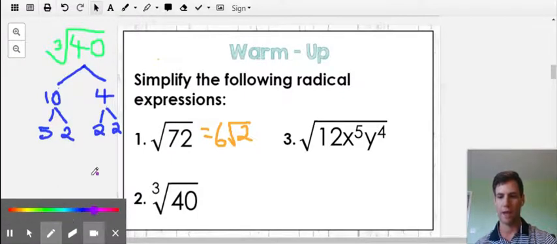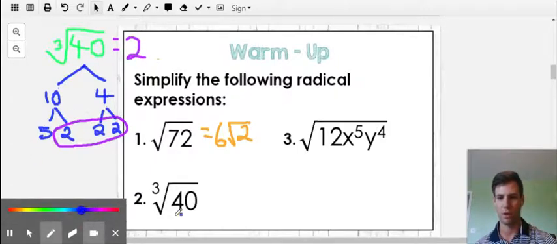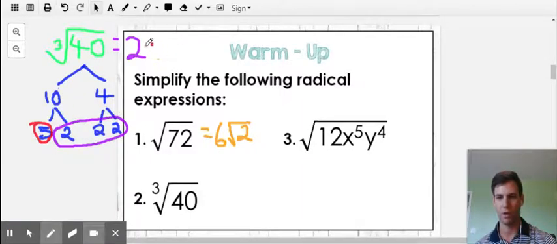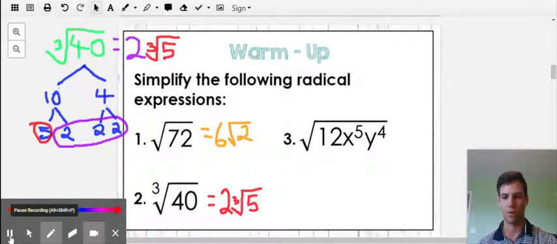And that means that I have a triplet of 2s, which is going to go on the outside. And I have one 5 left over, which is going to go on the inside of my cube root. That means that my answer would be 2 cube root of 5, or 2 times the cube root of 5 to be more precise. So that finishes the first 2 review problems.